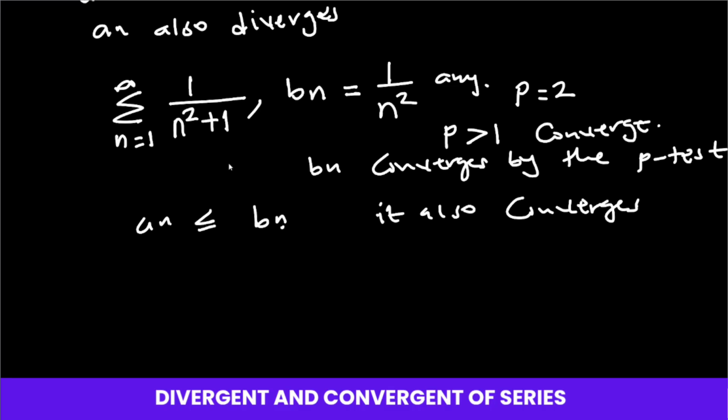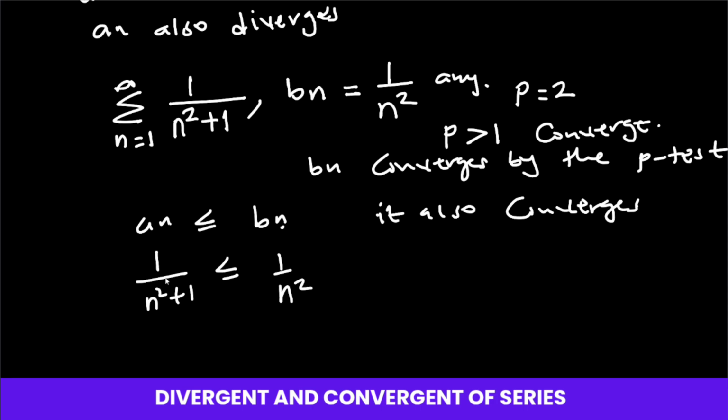How do we know, right? We can do simple inspection to know that An is actually lesser than it. You can see clearly that 1 over n squared plus 1 is less than or equal to Bn, which is 1 over n squared. The reason is that, right?